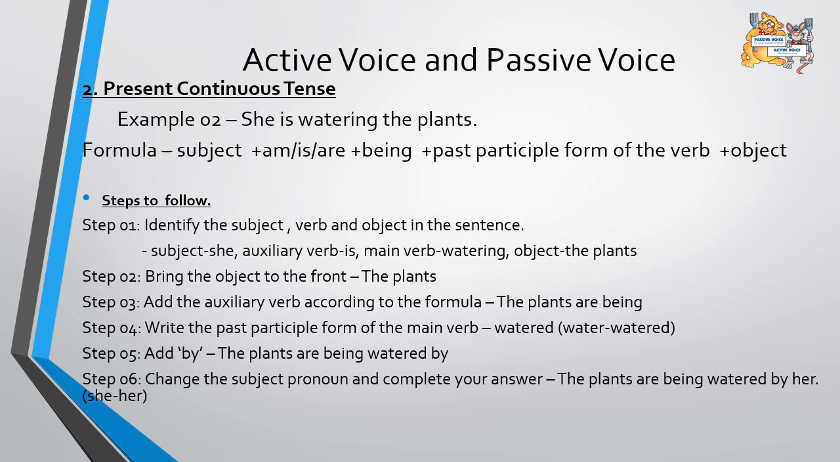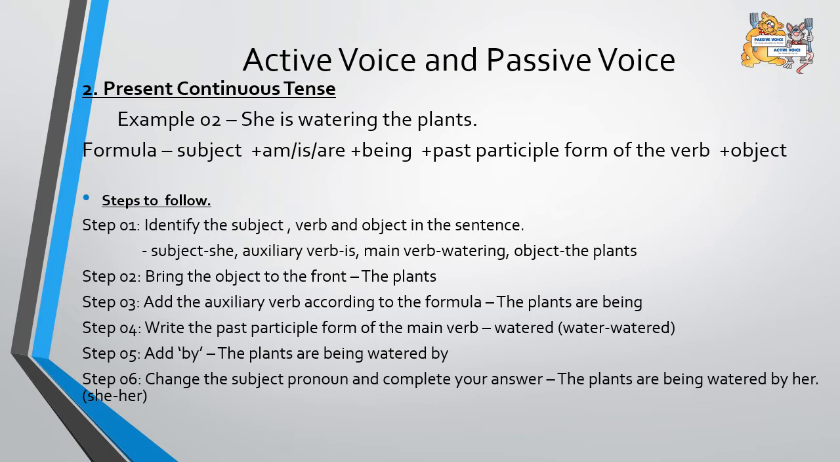Now let's follow the steps. First, you should identify the subject, verb and the object in the sentence. The subject is she, the auxiliary verb is, the main verb is watering and the object is the plants. Step 2. Bring the object to the front. The object is the plants, so you have to bring it to the front.